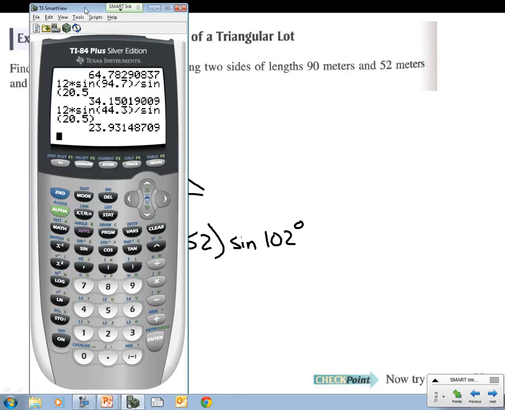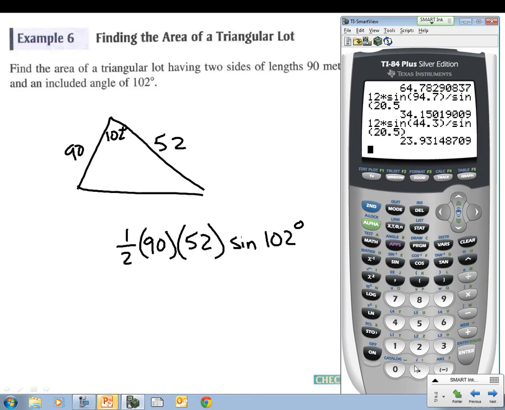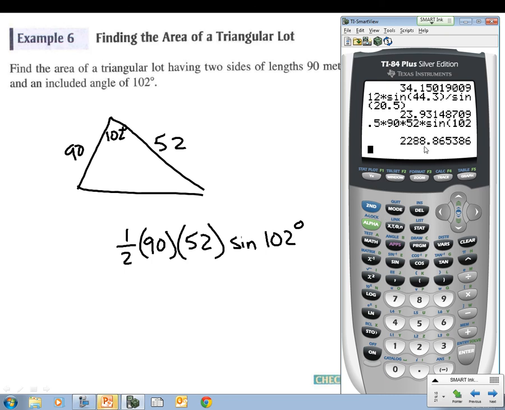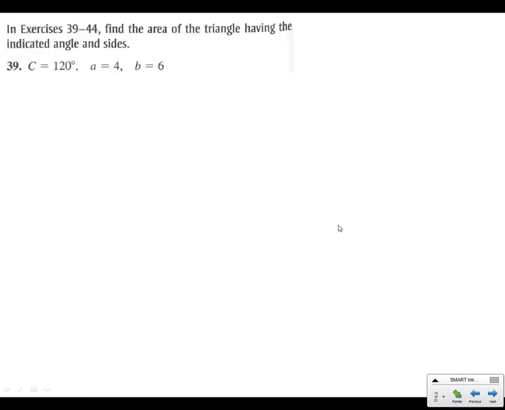So where's our good friend the calculator? Half of 90 is 45 times 52 times the sine of 102. 2288.86 is the area of that triangle. Your turn on 39.